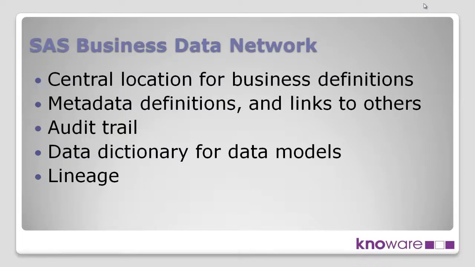The first product is called the SAS Business Data Network. Essentially, it is a central location for business definitions. Many organisations have the problem of people defining things in different ways, even simply down to what is a current customer. Different groups will define that in different ways. So this is a central place for the organisation to have those types of definitions, but it is much more than that. It is not only the definition itself, but how that definition consists in terms of data. So it is a data dictionary for the actual data models that make up the key parts of data within an organisation. It has an audit trail of the changes of business definitions as well.